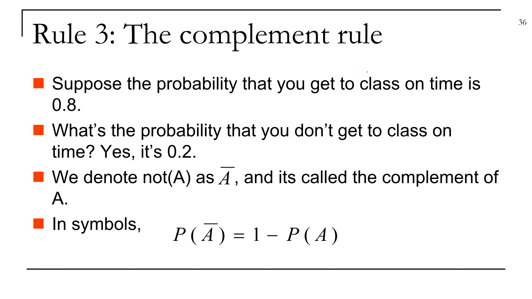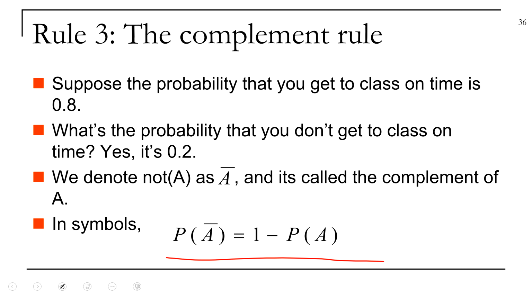Rule 3 is called the complement rule. So we have an event A, we call not A, the negation of A, also denoted A bar, or the complement of A. Suppose the probability you get to class on time is 0.8, the probability you do not get to class on time is 0.2. The complement rule is pretty straightforward. P of A bar equals 1 minus P of A.